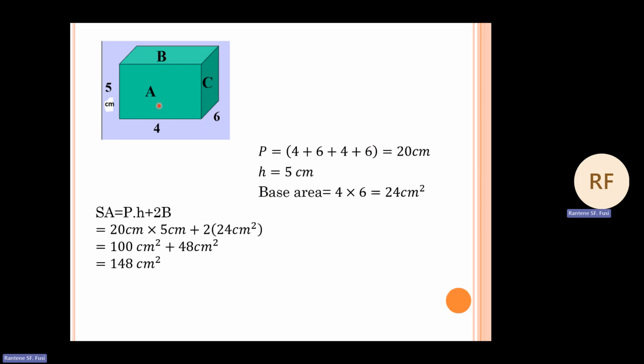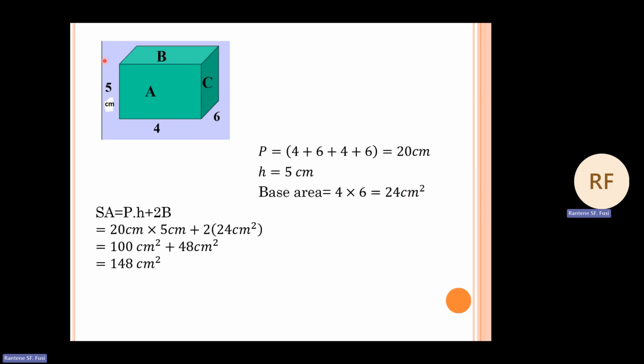It's 20. The height obviously is this perpendicular height, which is 5 centimeters. Then the base area. The base is how this figure is sitting with this side. The area of this side is 4 multiplied by 6, which will give you 24.